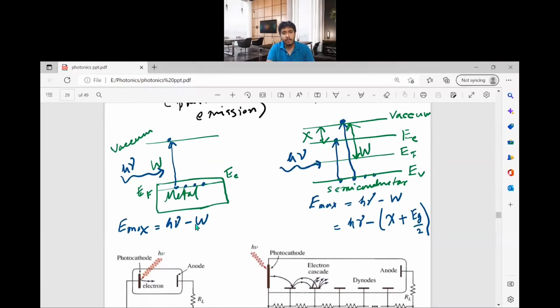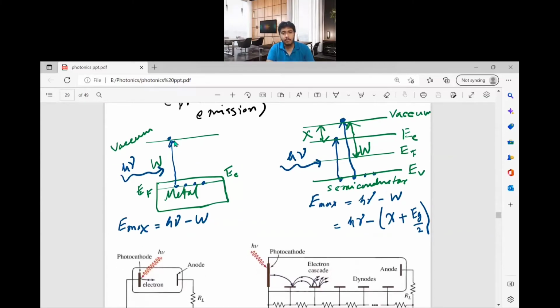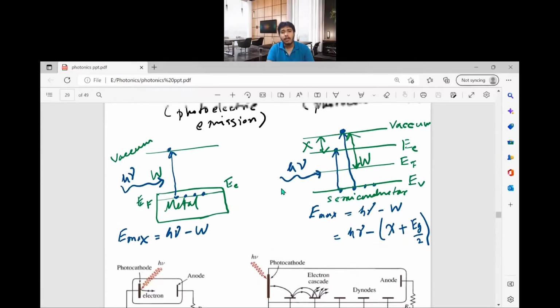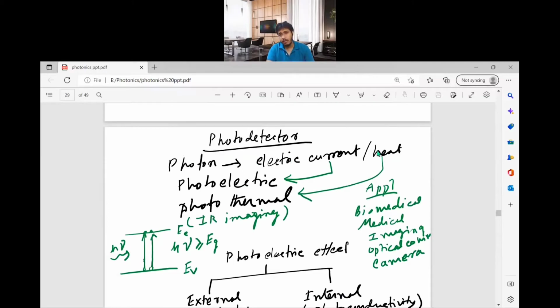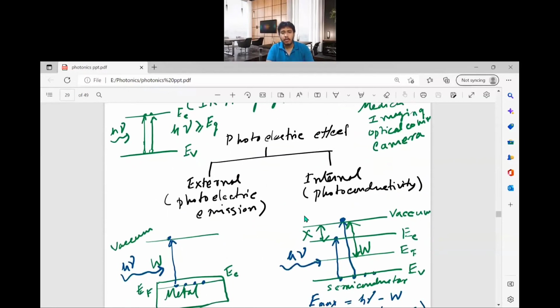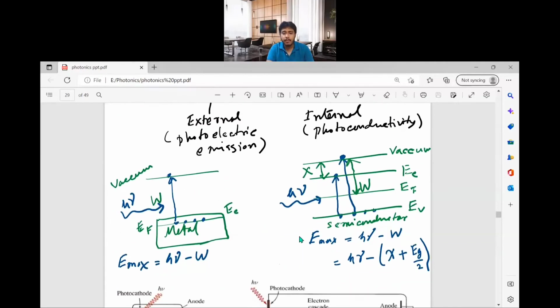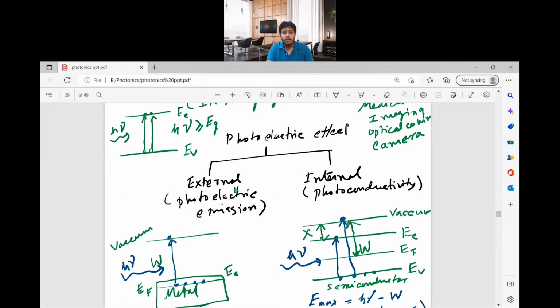So the Einstein equation is h nu minus W, where W is the work function. This is the excess energy you need to supply, and h nu minus W is the E max, the maximum energy for an electron to escape from the metal to the vacuum. Max Planck and Einstein are the two main contributors of quantum optics. Einstein first explained this photoelectric emission from the metal.